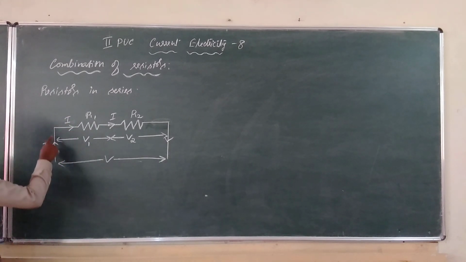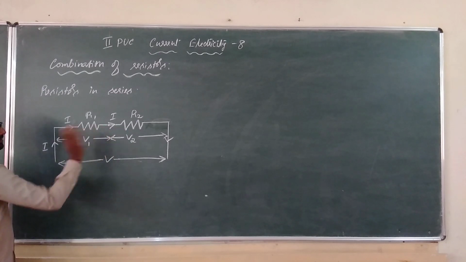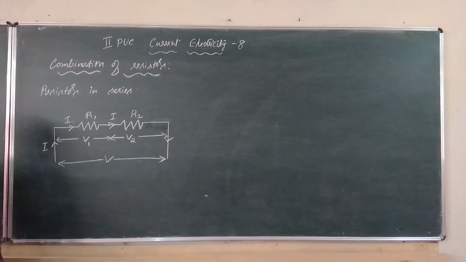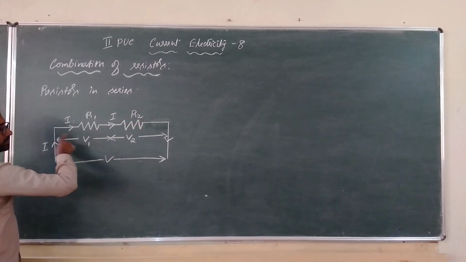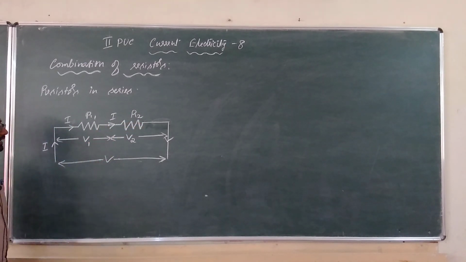Okay, so the current flowing through this circuit or through each resistor is I only. That is the current drawn by the combination of these two resistors in series from the cell.